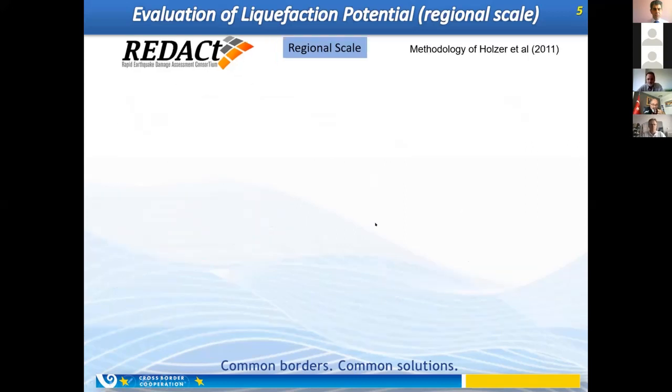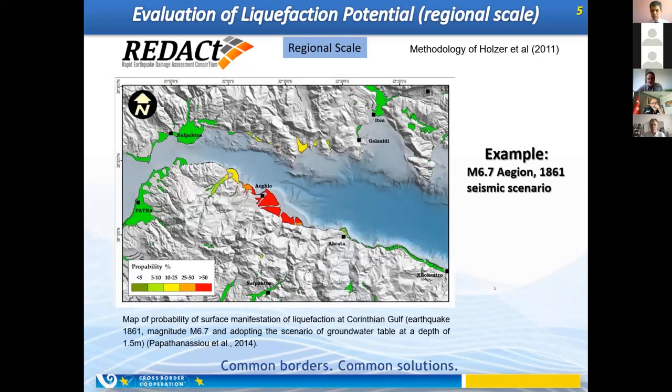Now I'm going to present an example of this methodology at a regional scale. An example implemented in the Hellenic area, and it has to do with the historical earthquake of magnitude 6.5 at the area of Aegion in 1861. Well, what we can see now is a map of probability of surface manifestation of the liquefaction at the Corinthian Gulf by this scenario of the earthquake of 1861. And what we see with the chromatic scale is the probability.